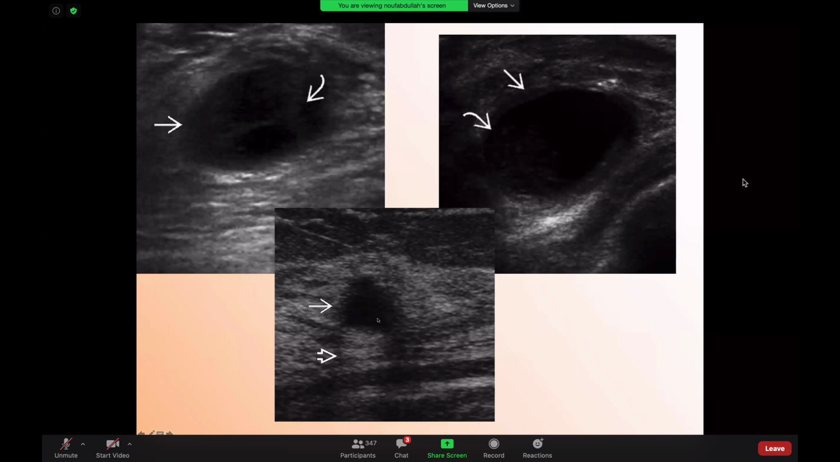Similar appearance, the same thing, posterior acoustic enhancement, no vascularity. I would follow it up. Why is this important? Because I am telling you from experience, this lesion could be cystic, however, it could be a solid lesion. So you have to be very careful. You might argue with me and say that the margin of this lesion is not well defined. I completely agree. I would not fault you if you want to biopsy this lesion.